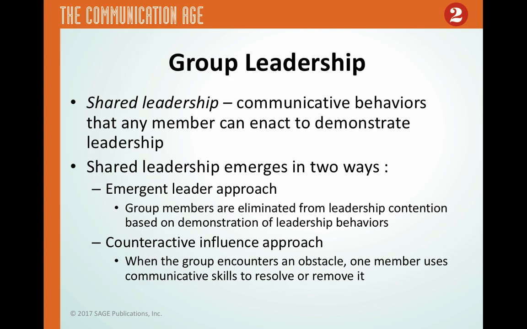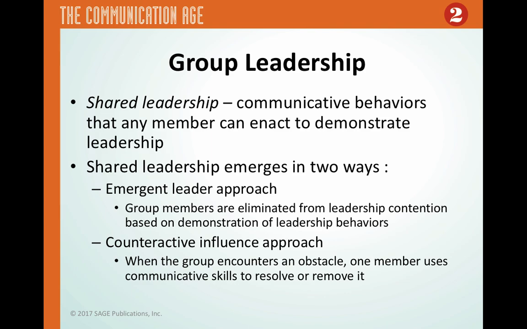It's the emergent leader approach. This is where group members are eliminated from leadership contention based on demonstration of leadership behaviors. Individuals that display more and more leadership are going to become the leaders in the group naturally, and those that just do not display leadership behaviors are going to kind of take the back seat and not become leaders. That way, leadership becomes emergent. Those individuals that have the leadership characteristics and abilities emerge naturally into leadership roles.